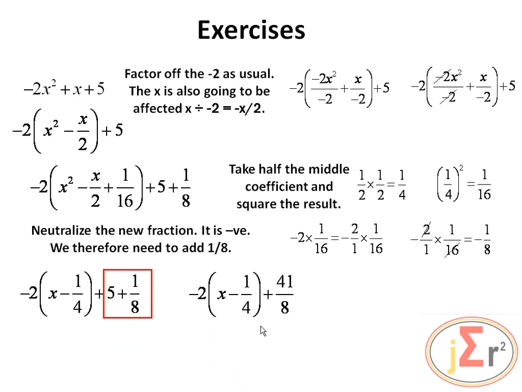But how did we get that? Remember, 5 times 8 is 40, so we have 40 over 8. And 40 over 8 plus 1 over 8 is 41 over 8.